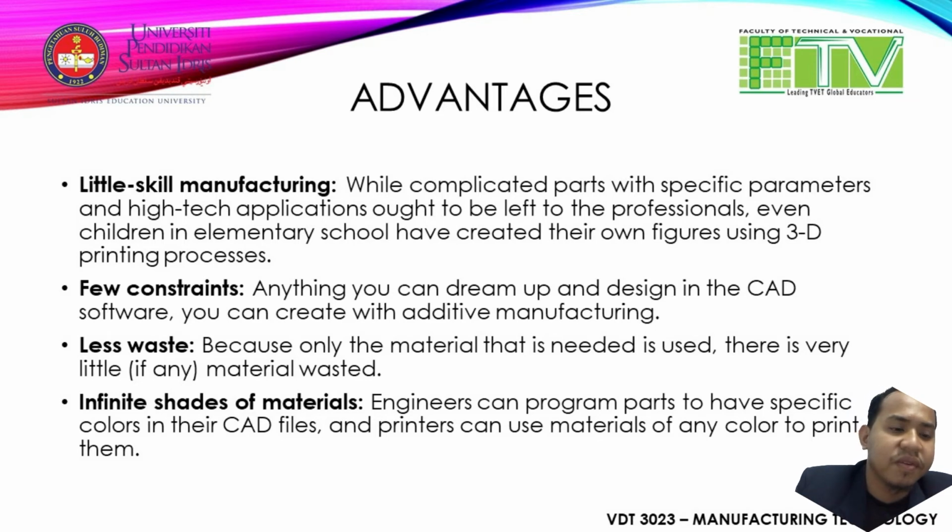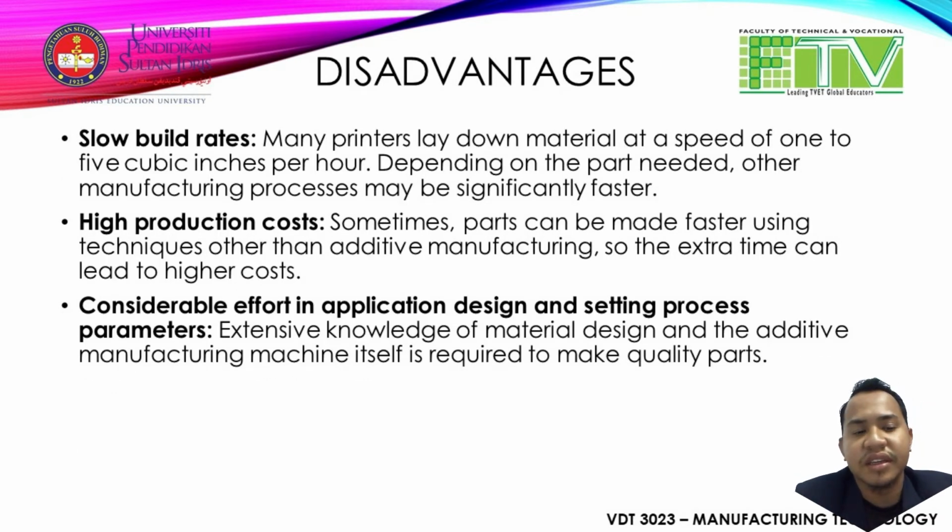Alright, for the disadvantages, first is slow build rates. Many printers lay down material at a speed of 1 to 5 cubic inches per hour, depending on the part needed. Other manufacturing processes may be significantly faster. So the disadvantage is the slow rate. Secondly is high production cost. Sometimes parts can be made faster using techniques other than AM, so the extra time can lead to higher cost.